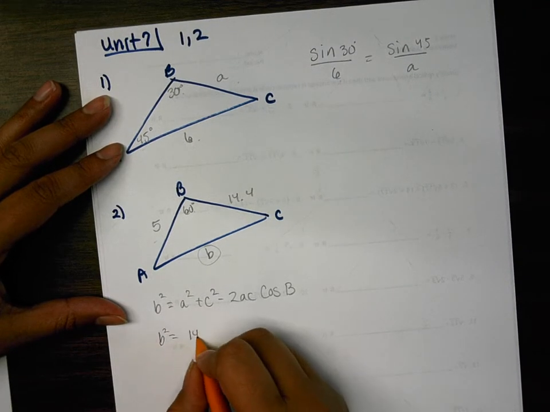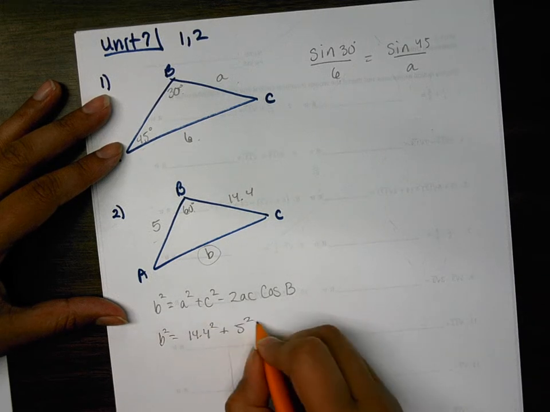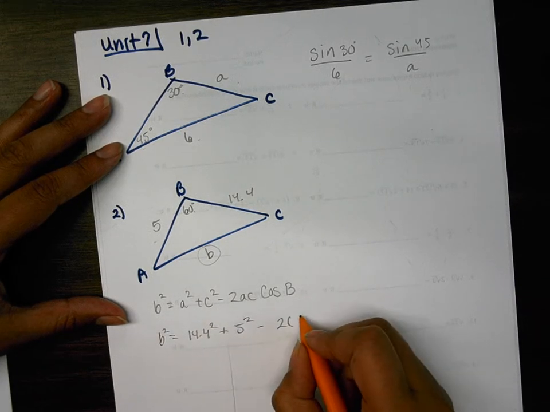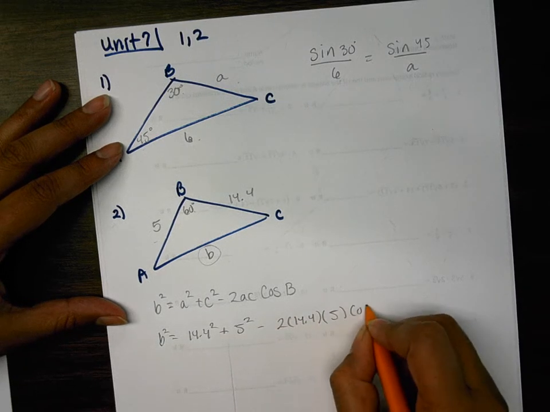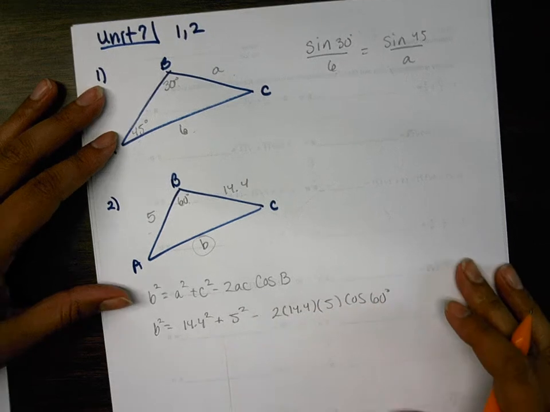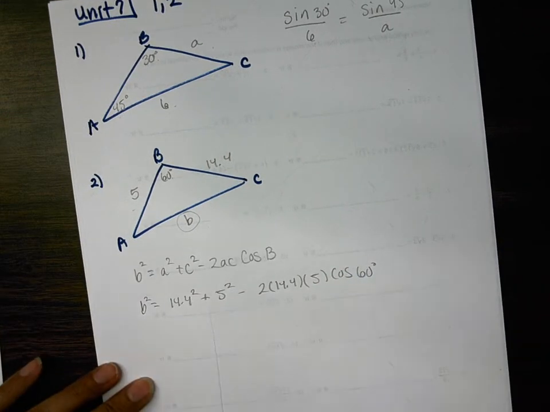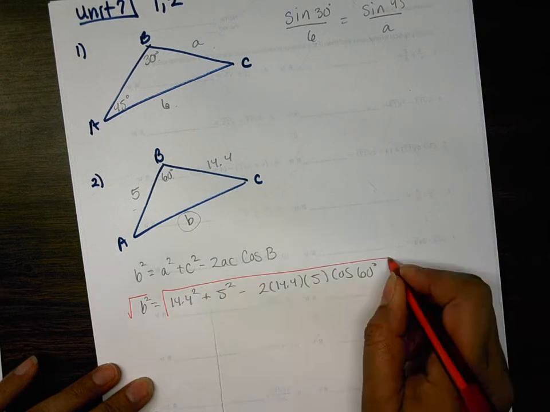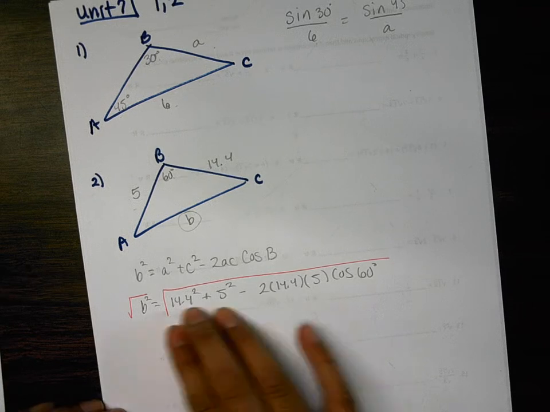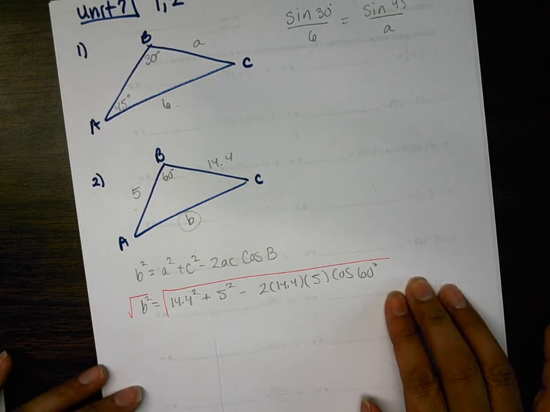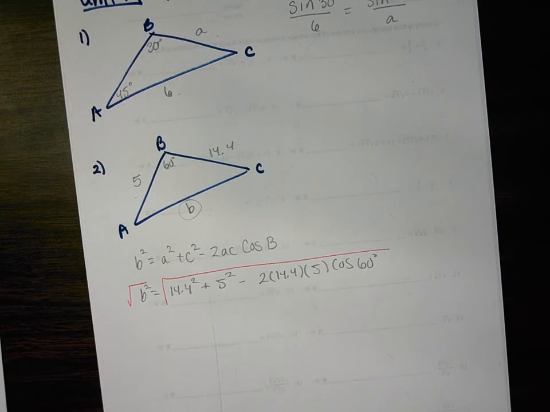A is 14.4 squared plus c squared, so it's plus 5 squared, minus 2ac times cosine of angle B. And after you plug it all in, what do you do to both sides? Square root. Remember, square root the answer. Or can you hit the square root key first and then plug all this in your calculator? If you want to. It's up to you. All right, so do that. You can check the answers in the back.